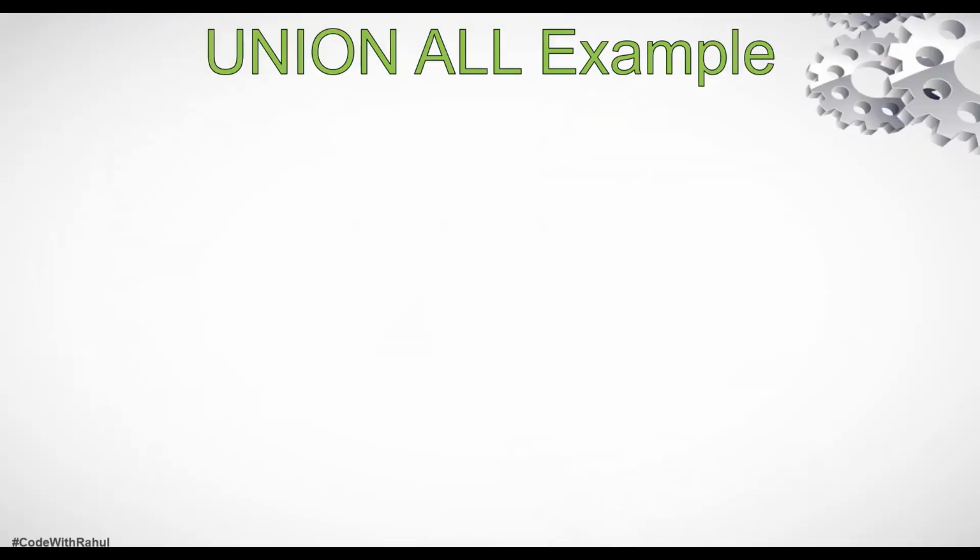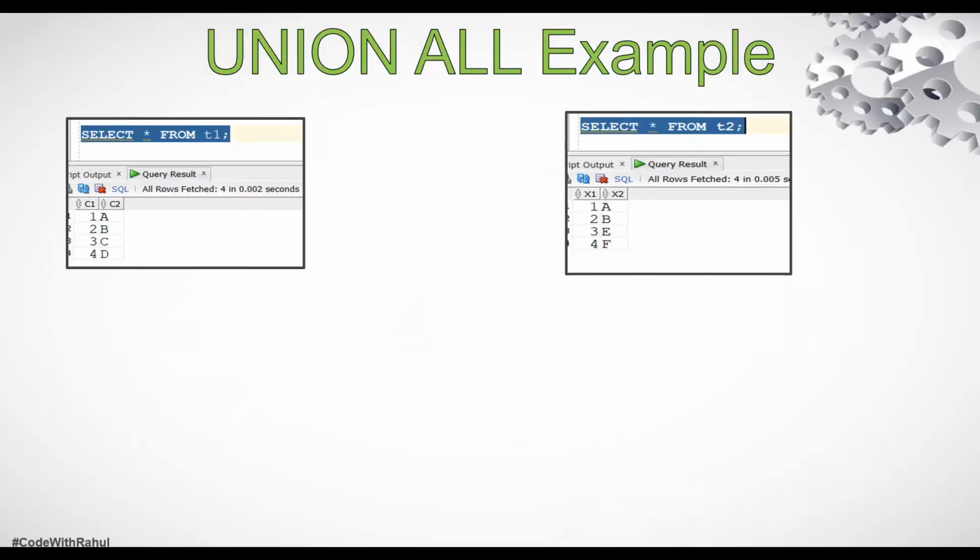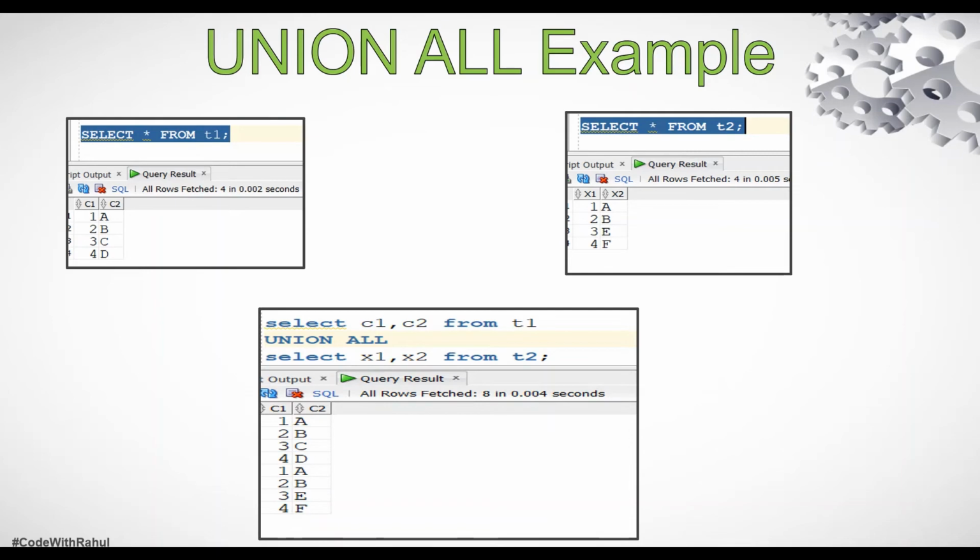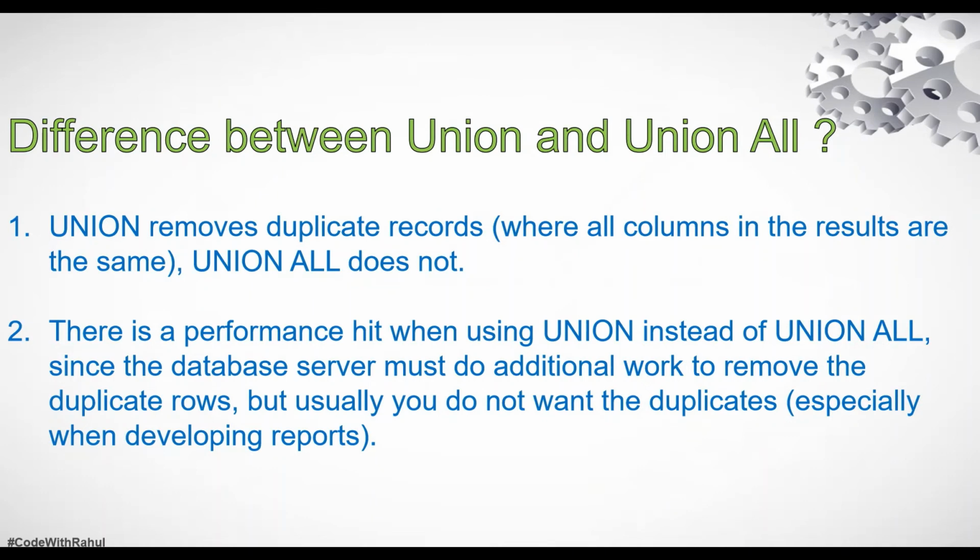This is the example we have just discussed: 4 rows in T1, 4 rows in T2, and 1A, 2B are the common rows. But union all will not remove these duplicate rows and it will give us all the rows. So, the difference between union and union all: union removes duplicate records, whereas union all does not. That was the one major difference. The second difference is performance. There is a performance hit when using union instead of union all, because union has to do additional work to remove duplicate rows. Union all does not remove the duplicates, so it is faster than union.